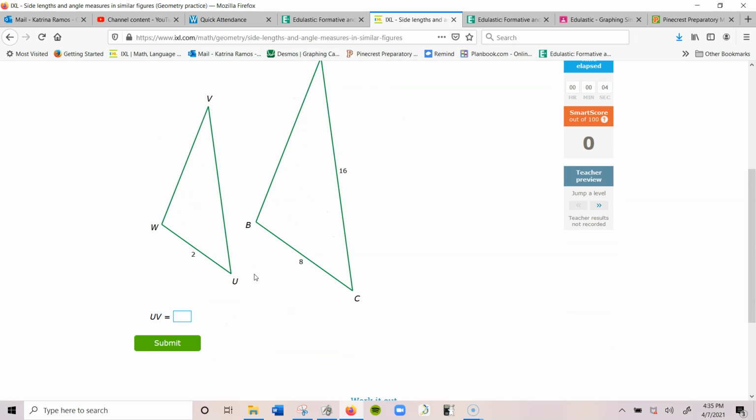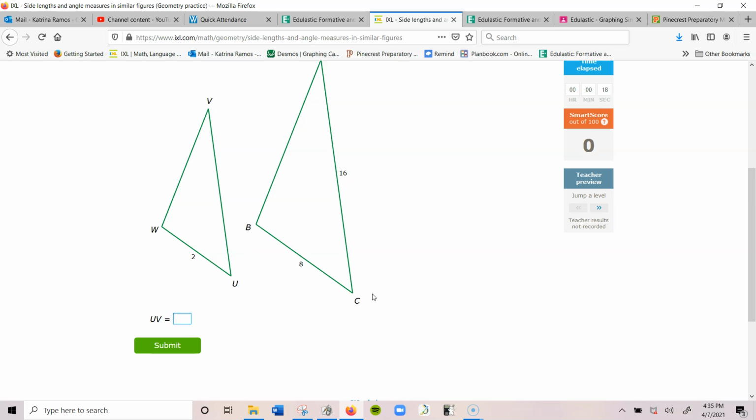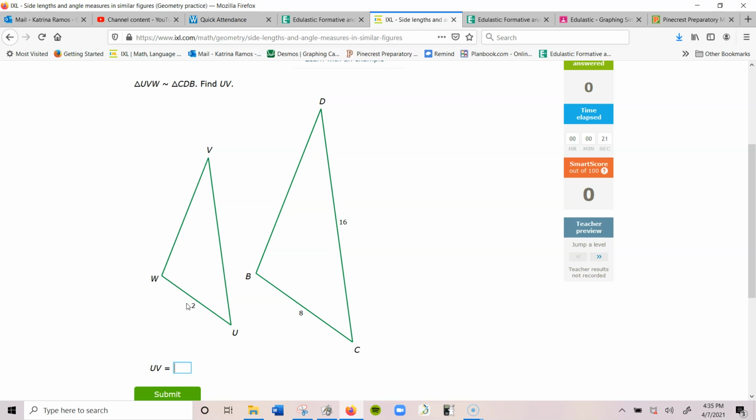If you're trying to find the length of a side, you have to determine the similarity ratio. So here we can see that the orientation is the same. WU corresponds with BC and UV corresponds with CD. In order to get from 2 to 8, we would have to have multiplied by 4. So if I want to find UV, since CD is 16, if I divide by 4, that's going to give me UV, which would be 4. Because if I multiply that similarity ratio, 4 by 4, I would get the 16.